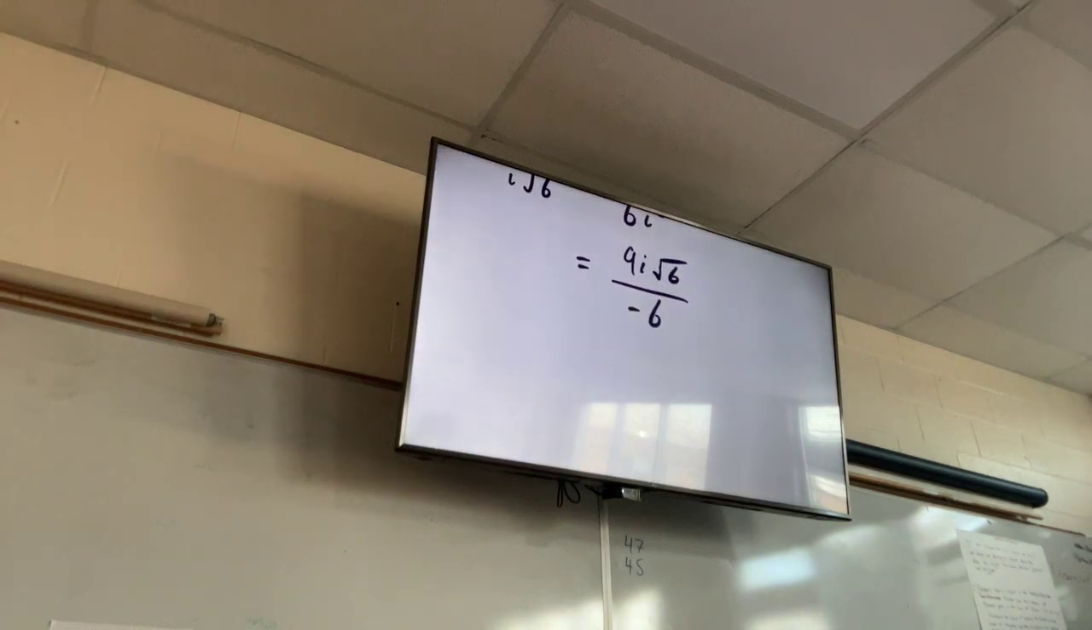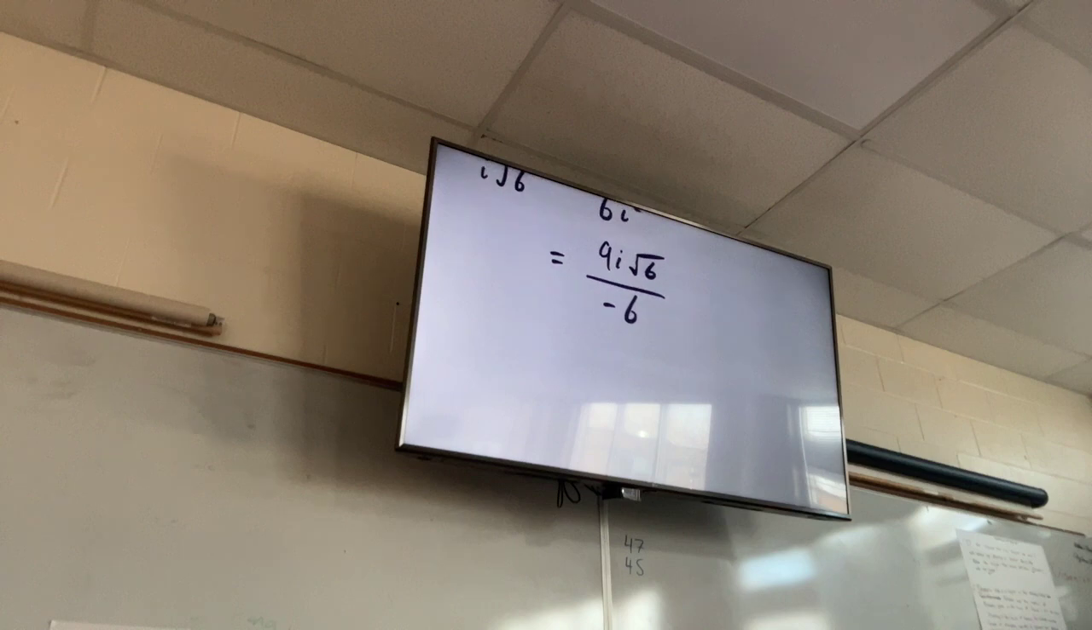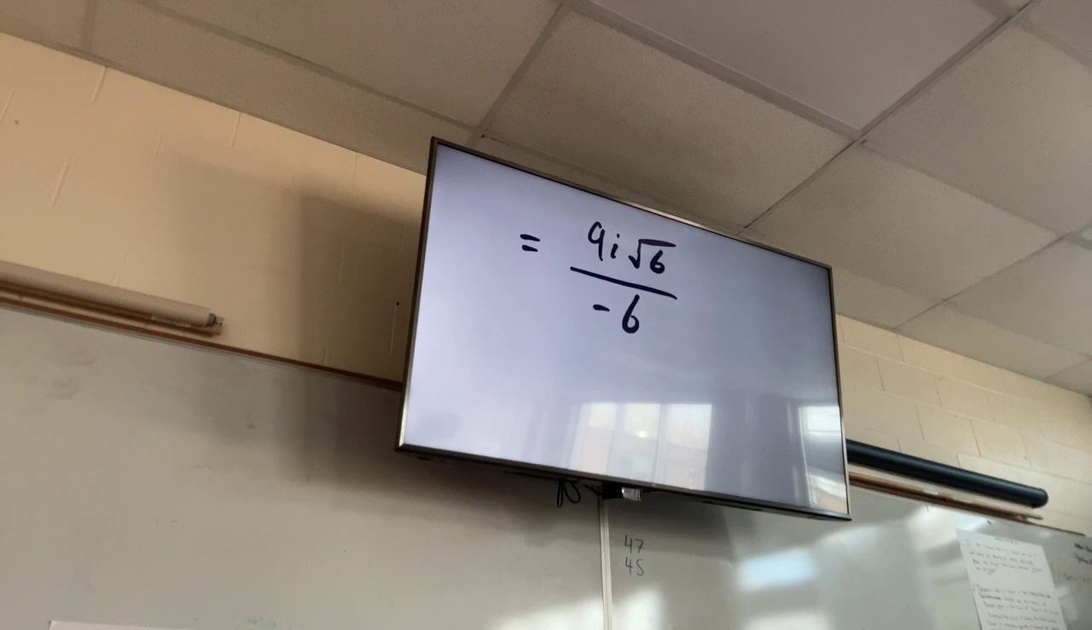Good. Let's review. What are the 3 things I need to check, right? We need to make sure there's no radicals in the bottom. Are the radicals that are in the top simplified? Yep. And then what's the third thing? Can I simplify that fraction? 9 over 6? Yeah, that'll simplify to 3 over 2. So ignore the i. Just look at these like numbers in front. Good question.